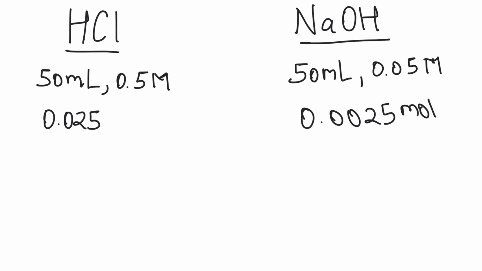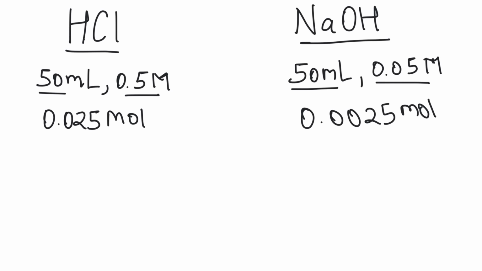Alright, so on the screen you will notice that I have made two little columns, hydrochloric acid and sodium hydroxide. I wrote down what was given to me in the problem, which was 50 mils of each chemical and their respective concentrations. I multiplied the volume and the molarity for both chemicals, and I came out with moles of hydrochloric acid and moles of sodium hydroxide.